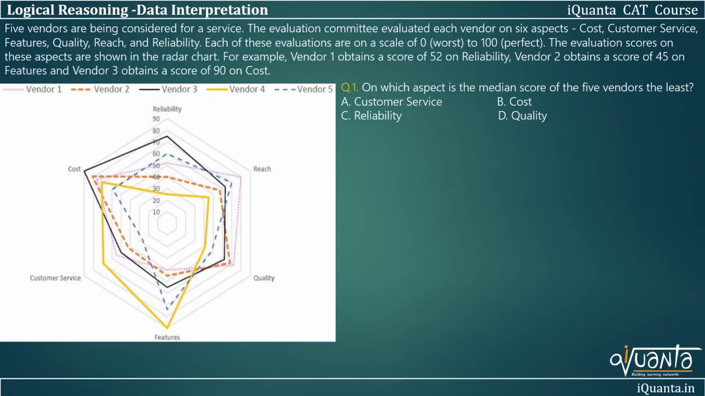So the question is, 5 vendors are being considered for a service. The evaluation committee evaluated each vendor on 6 aspects: cost, customer service, features, quality, reach and reliability. Each of these evaluations is on a scale of 0, which is worst, to 100, which is perfect. The evaluation scores on these aspects are shown in the radar chart. For example, vendor 1 obtains a score of 52 on reliability.